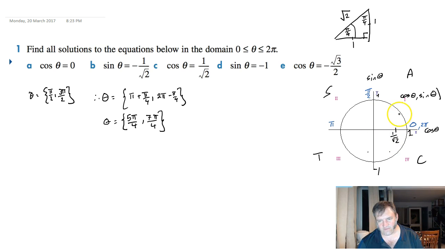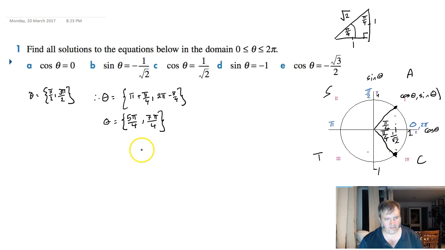Whereas cosine positive, well, cosine's the x-coordinate, so one spot's going to be there, and the other spot, if you think about it, well, it's got the same x-coordinate, is that one down there. The angle, or adjacent over hypotenuse to get 1 on root 2, is also pi over 4. And pi over 4.